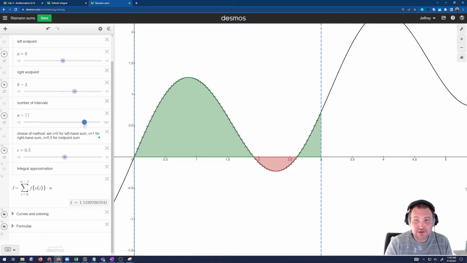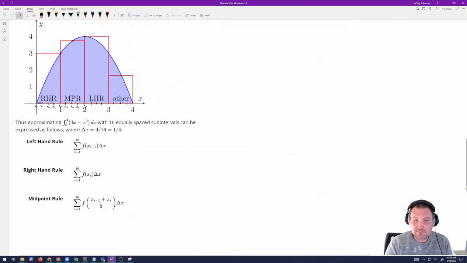So as n gets large, we're approaching, you might say, the limit as n goes to infinity, the actual net signed area. And that's exactly what's happening mathematically: the limit as n goes to infinity is what we call the definite integral. So the exact value of a definite integral is a limit. And this tool helps us approximate that limit. So that's kind of a short introduction to Riemann sums.